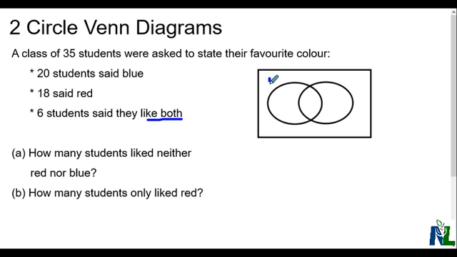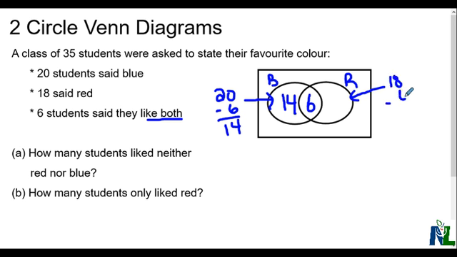So if we let B represent all the students who like blue and R represent all the students who like red, then I could put 6 here in the middle because they like both blue and red. Now if 20 students like blue, that means that this whole circle here adds up to 20. But if there's already 6 here as part of that circle, we need to subtract that off to determine that this area here is 14. So same thing here with the red. If there's 18 students who like red, if I subtract the 6, I get 12.